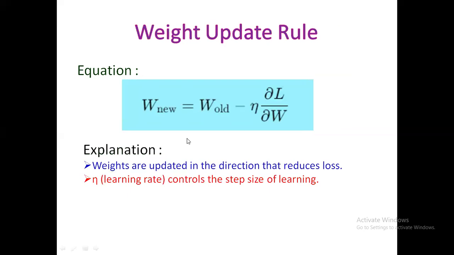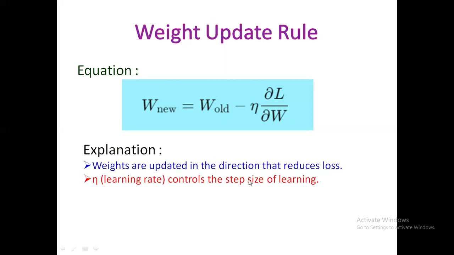Next, the weight update rule. Everyone knows it: new weight is equal to old weight minus eta times ∂L/∂W. Weights in an RNN are updated in the direction that reduces the total loss, ensuring improved predictions. The learning rate controls the size of each update, balancing stability and speed during training.